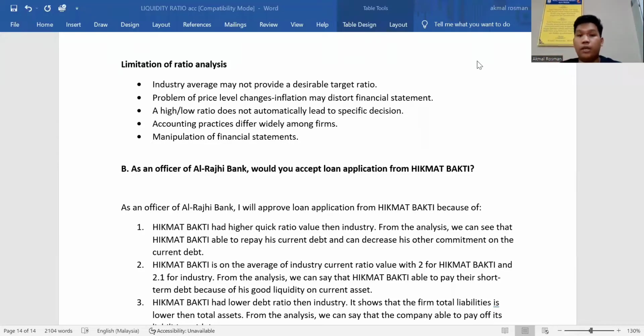Okay, now I will talk about limitations of ratio analysis. Okay, there are 5 limitations of ratio analysis. The first one is industry average may not provide a desirable target ratio. The second is the problem of price level changes; inflation may distort financial statements. The third one is a high or low ratio does not automatically lead to a specific decision. The fourth one is accounting practices differ widely among firms. And the fifth one is manipulation of financial statements.